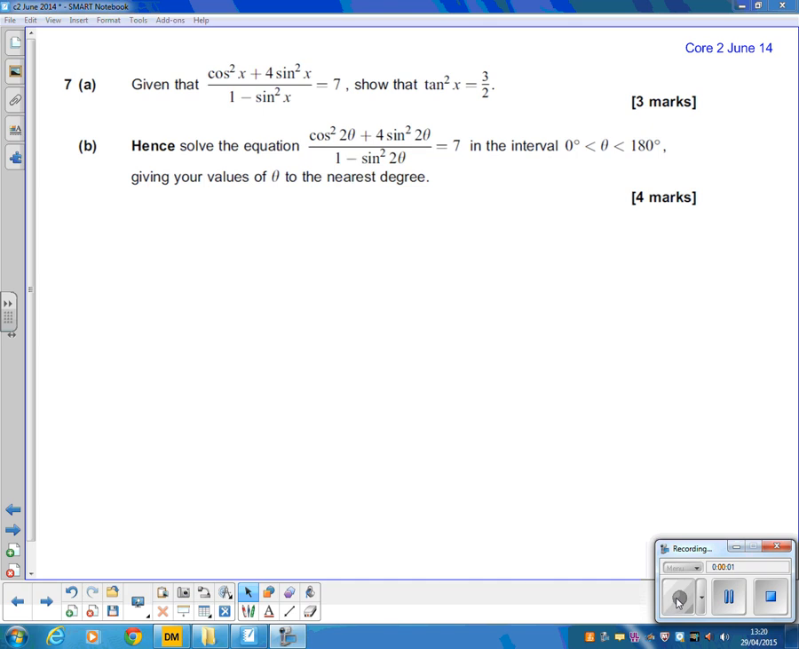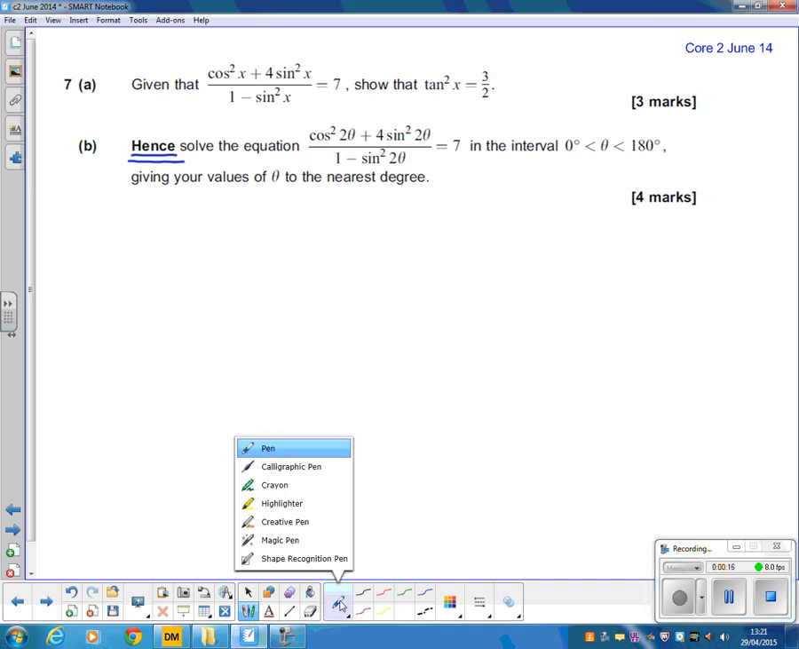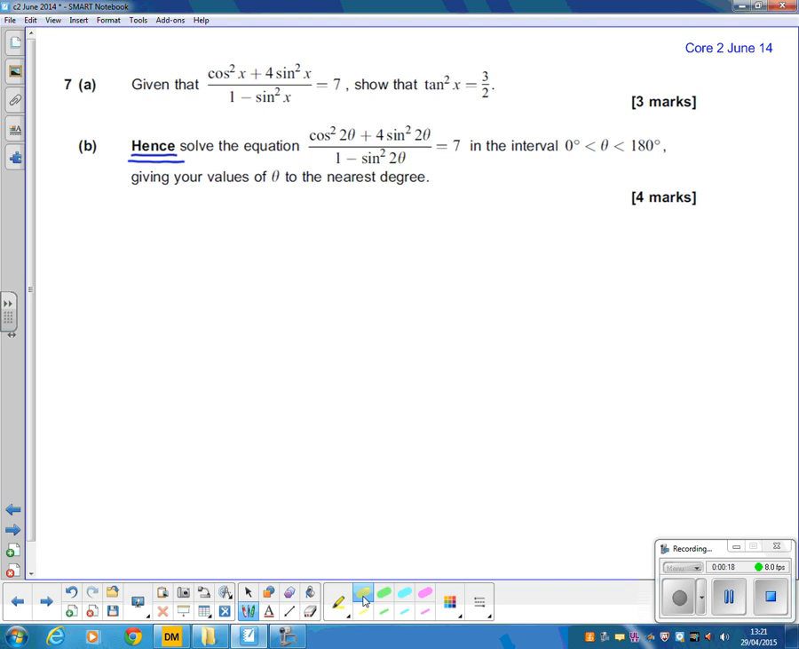Okay, we've done question 7a and we've shown our proof. Now we're going to have to use it. 7b very definitely says hence at the start of it. Hence solve this equation. Right, and have a look again. So remember with a hence we must be using something we've already done. So what's the same and what's different?